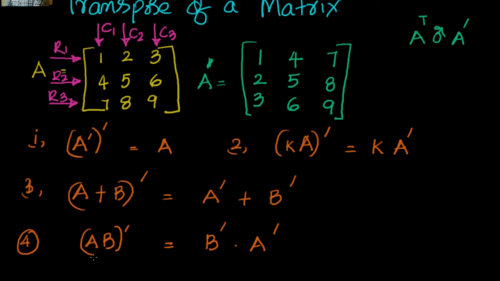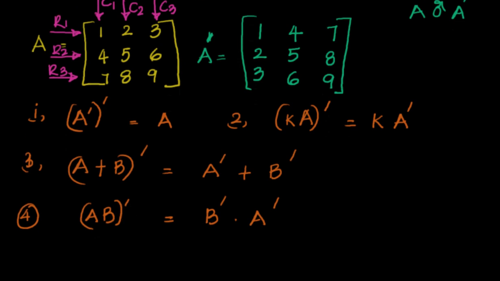The last and final important one: if you multiply two matrices and take the transpose of that product, it's nothing but equal to the product of B transpose into A transpose. If you are going for (AB) transpose, that's nothing but equal to B transpose into A transpose.